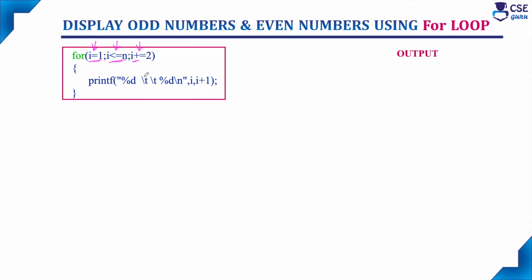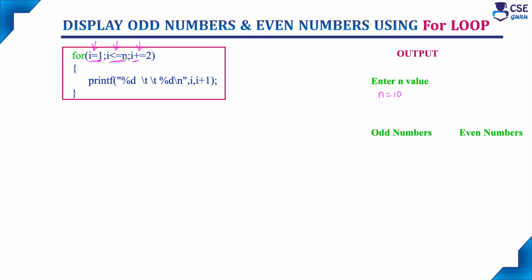Considering the output, first we need to enter the n value. The n value is 10, which we have entered. Next, using the printf statement, it will display the message odd numbers and even numbers. After that comes the working of the for loop. Initially, the i value is 1.